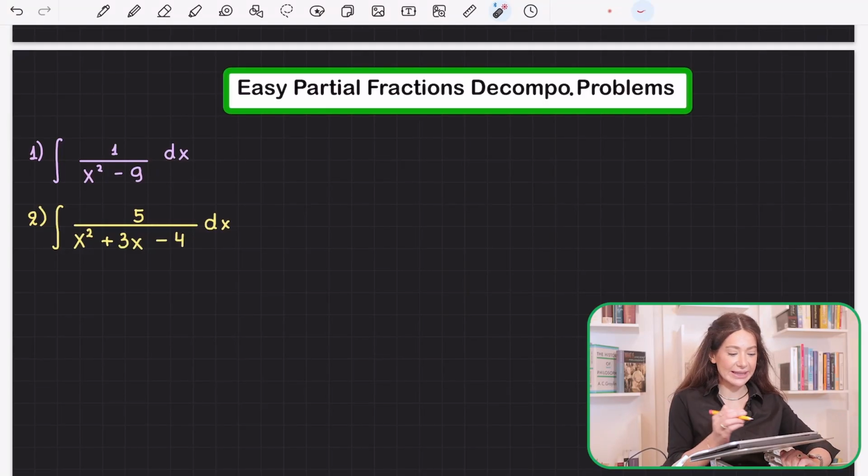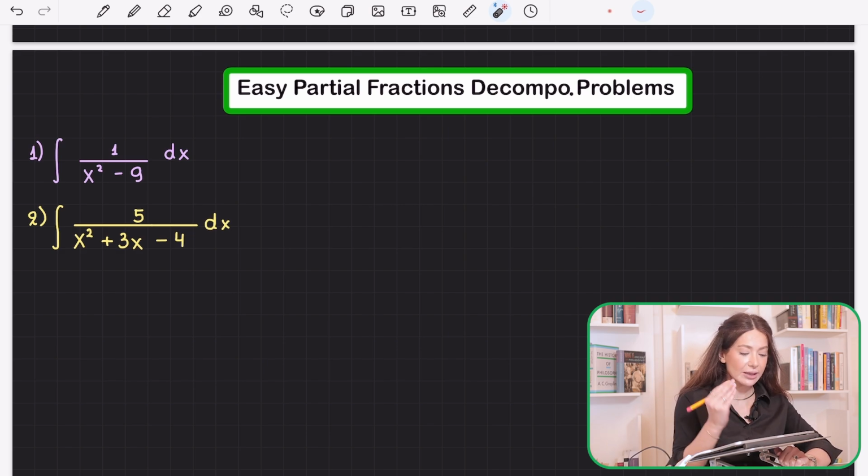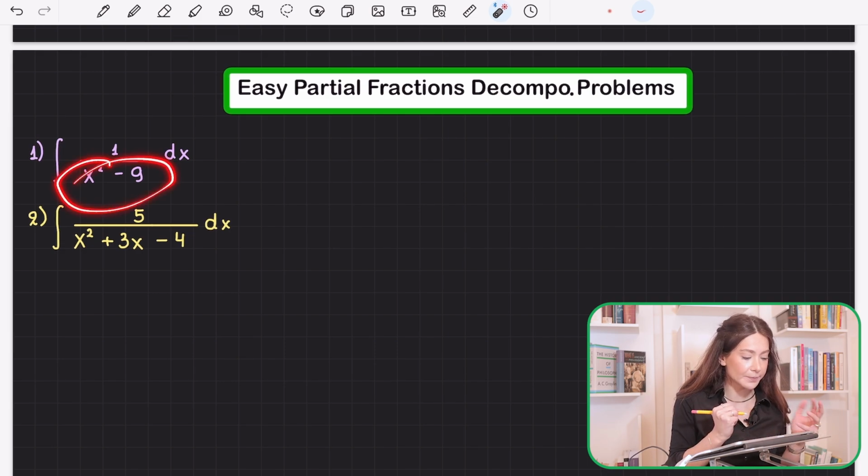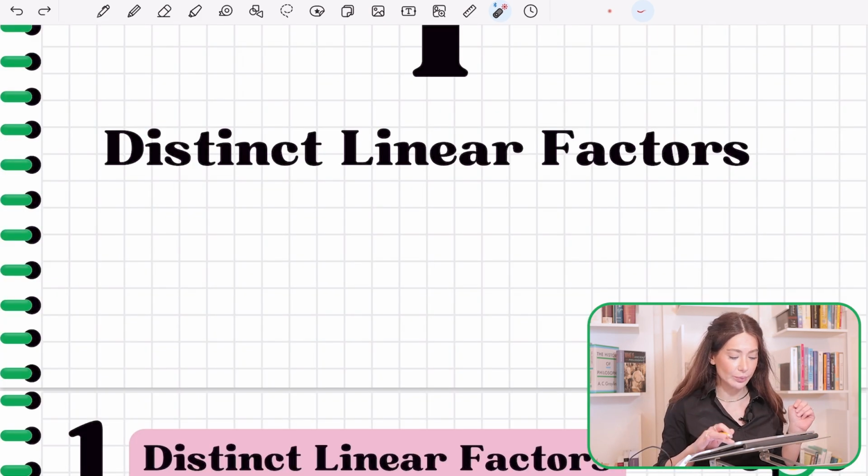We're gonna solve these partial fraction decomposition integrals, okay? And they're easy because, not easy in general, I don't think any of this is easy, but they're easy compared to 3 other types. There are a total of 4 types of fractions or factors you can get here, okay? So let me show you briefly.